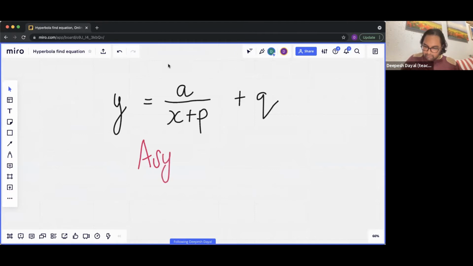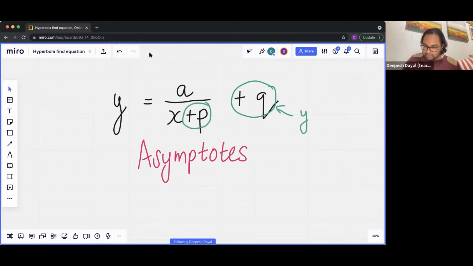So they represent asymptotes. A-S-Y-M-P-T-O-T-E-S. Asymptotes. These are the lines at which the graph of the function does not touch. So the graph cannot go through those points or those lines, right? Yes, so the y asymptote and the x asymptote, Denzel. So the p represents your x asymptote and the q represents the y asymptote.